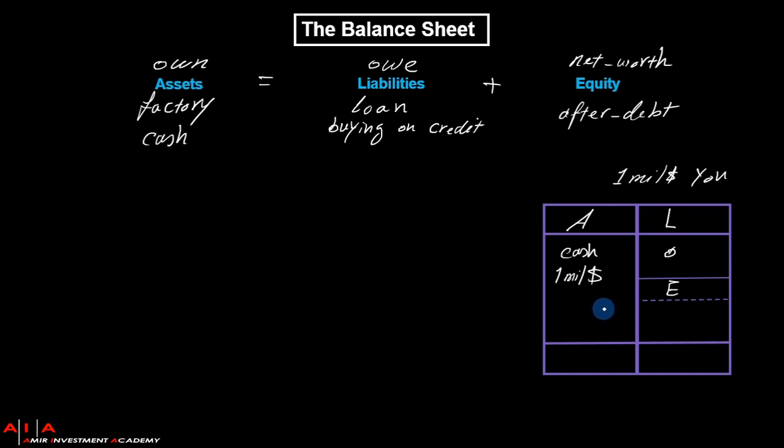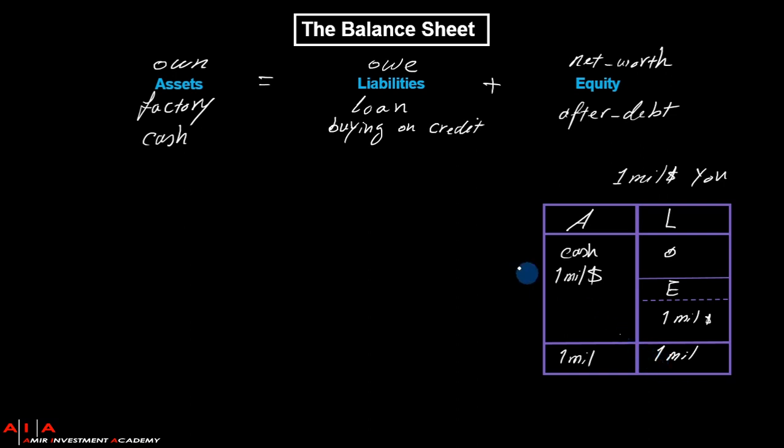How much are you worth, right? You would say, my equity, my net worth is 1 million. So you add these two, that's 1 million, your total asset, 1 million, right? You see the balance? That's why it is called the balance sheet, because it always has to balance. Okay, so that was simple enough.